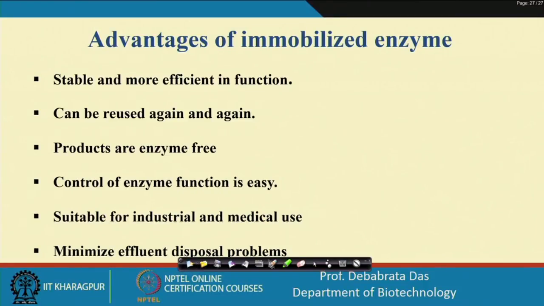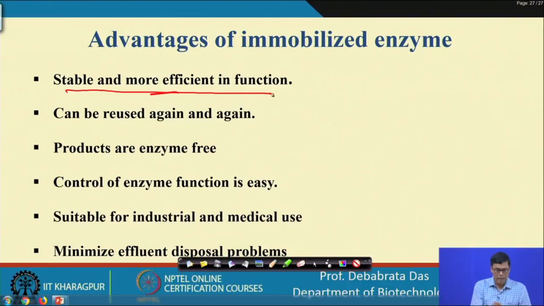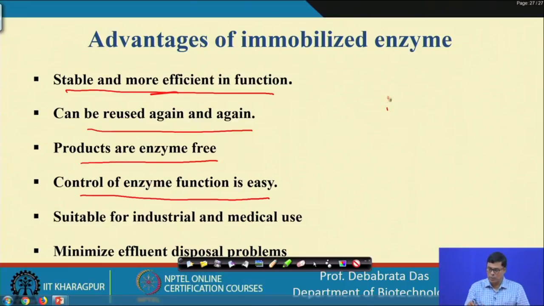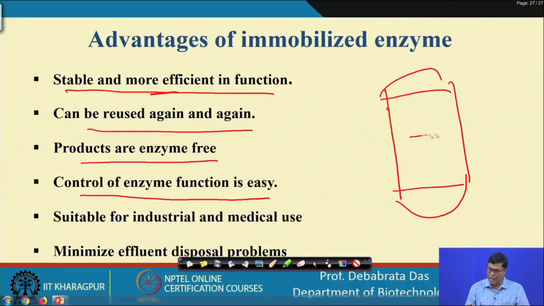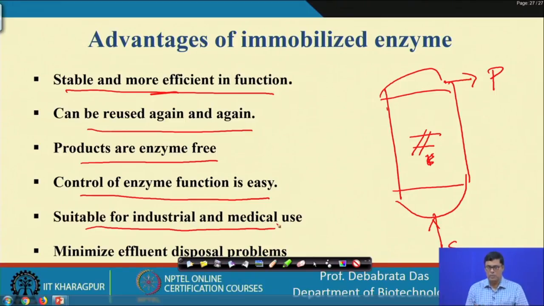The advantages of immobilized enzyme: it is stable, as I told you, and more efficient in function, and can be reused again and again. Products are free from the enzyme. Control of enzyme function is easy, because this is a column, and suppose we pack those enzymes inside the column, we can pass the substrate in at one end and take out the product at the other end. The enzymes will be immobilized on the solid matrix and will not go out, so the product is free from enzymes. So the control will be very easy, and it is suitable for industrial and medicinal use.